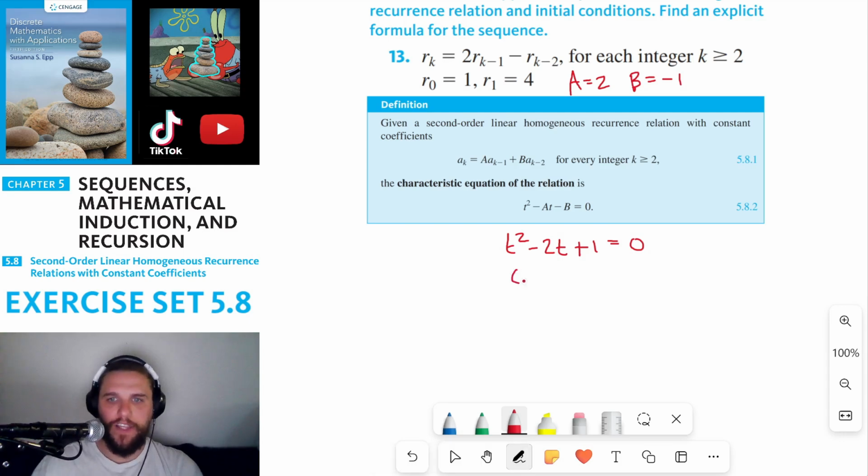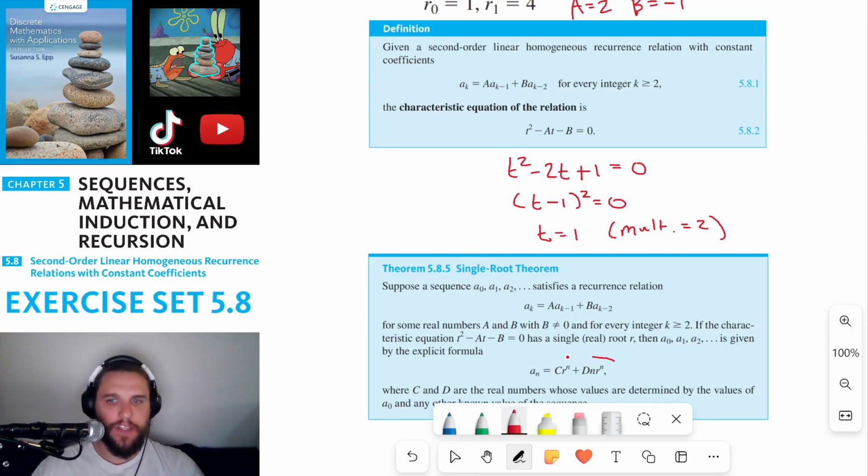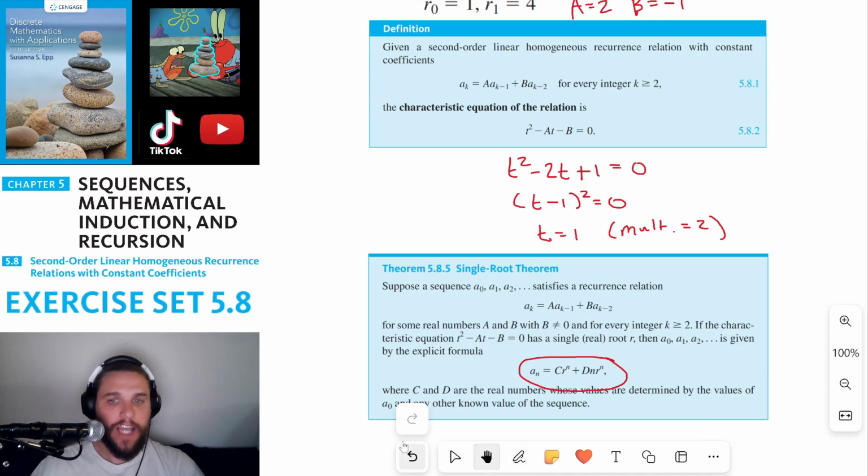Then we can factor this, which is just t minus 1 squared equals 0. Now, the solution to this is t equals 1, but we have a multiplicity of 2. Now, according to Theorem 5.8.5, which is called the Single Root Theorem, if the characteristic equation has a single root, which it does here, a real root, then the explicit formula is this solution here. So the textbook actually gives us what the solution is.